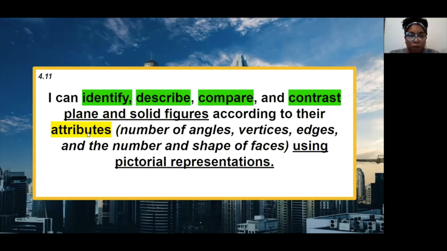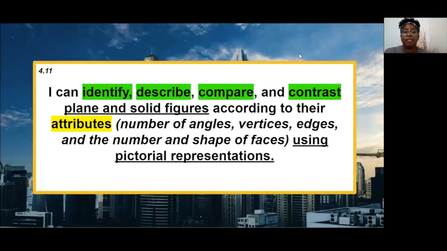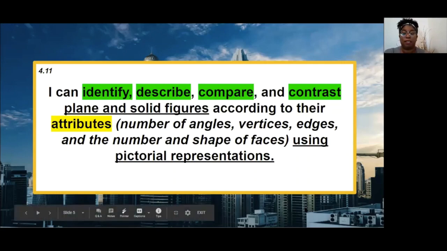How about attributes? What's a synonym for attributes? Characteristics or features. And here you see some of the features that we will discuss during this lesson. Number of angles, vertices, edges, and the number and shape of faces. Okay, so once again, our goal for today is to identify, describe, compare, and contrast plane and solid figures according to their attributes or characteristics or features. So let's take a look at the solid shapes.